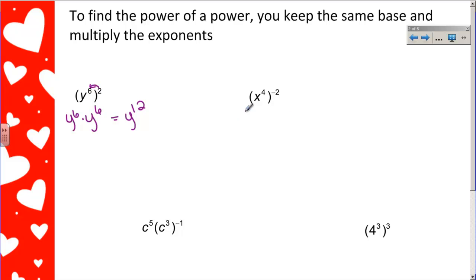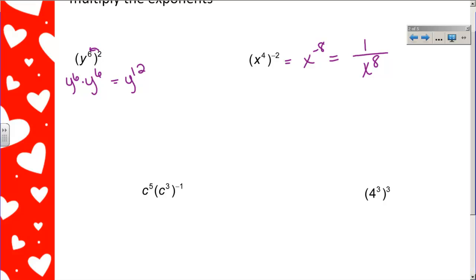So this next one, I have x to the 4th to the negative 2 power. I'm going to multiply the exponents. 4 times negative 2 is negative 8. So I have x to the negative 8, but negative exponent rules apply. I have to write this as a fraction and put it in the denominator so that the 8 becomes positive and I don't have a negative exponent. Okay, I'm going to do these next two examples backwards. I'm going to do this one first.